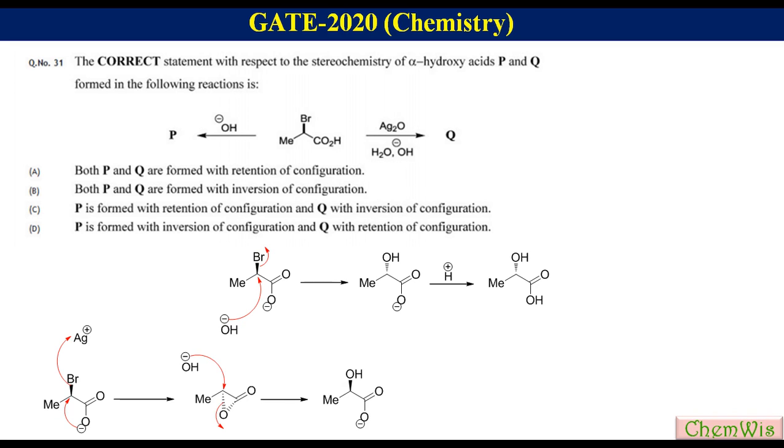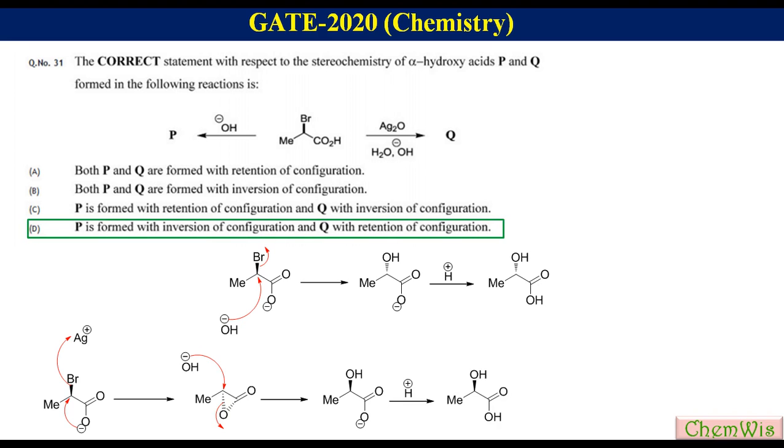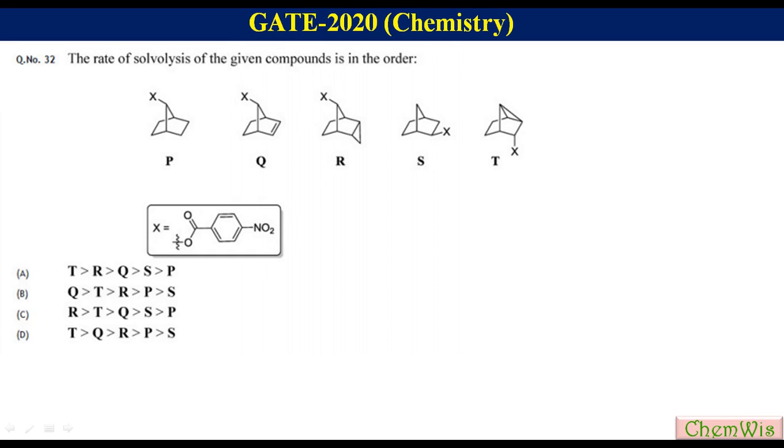This, after acidic workup, gives the corresponding hydroxycarboxylic acid. So option D is the correct option. In question number 32, we have to rank order the rate of solvolysis of P, Q, R, S and T. This question is related to the topic neighboring group participation.